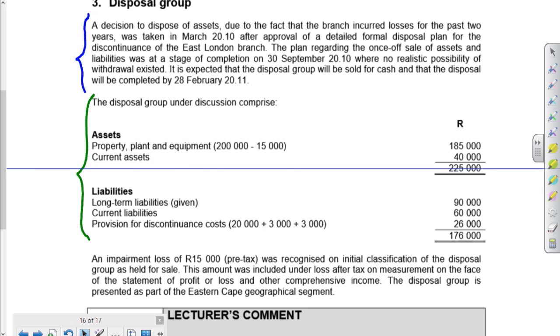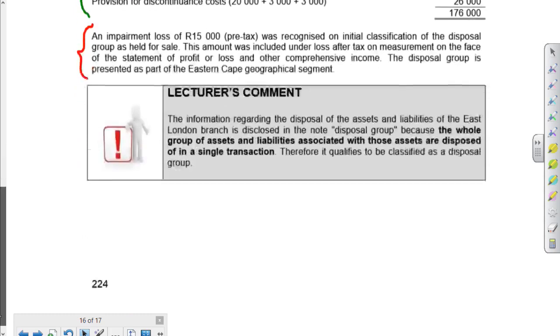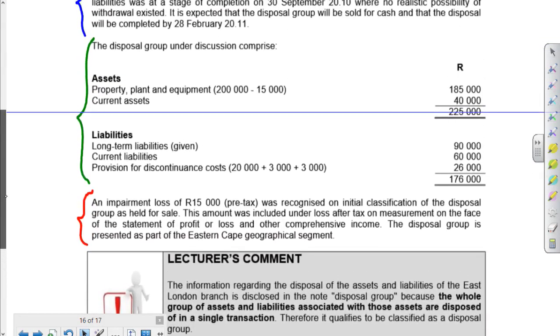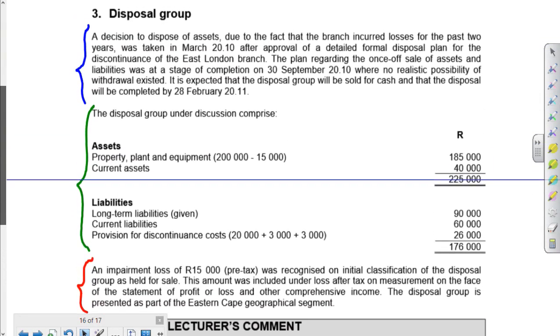So there are my numbers for the disposal group, and then at the bottom here a little bit of a story about the impairment loss that was recognized. So that's the disclosure, page 205. No, sorry, this disclosure, page 224. And next week we're going to look at these two examples, the ones with the disclosure, because they have a discontinued operation, and as part of the discontinued operation we're also going to look at the assets that were disposed of.